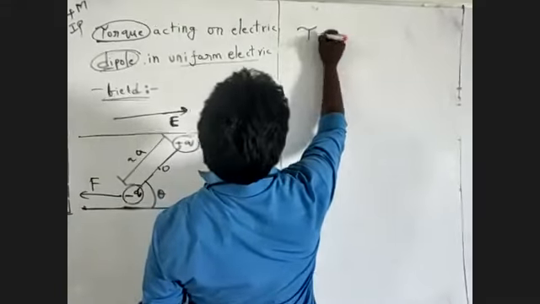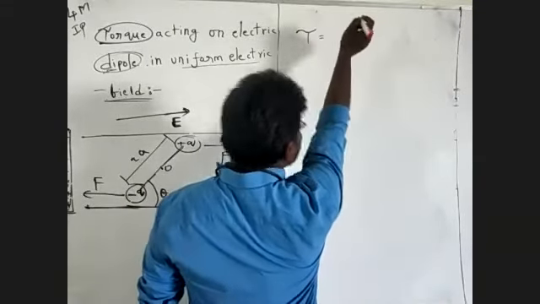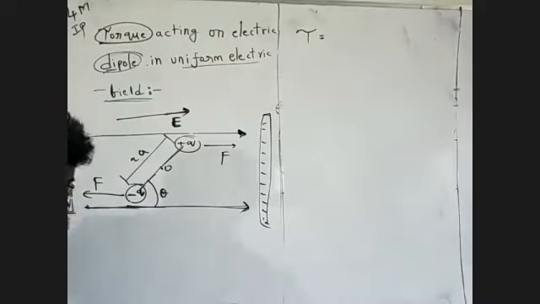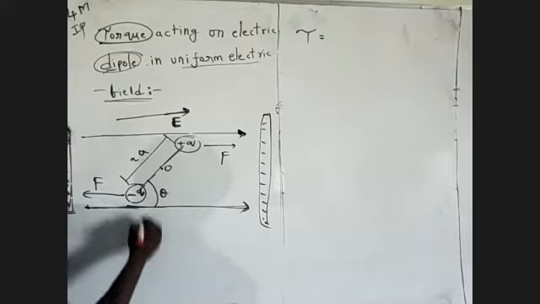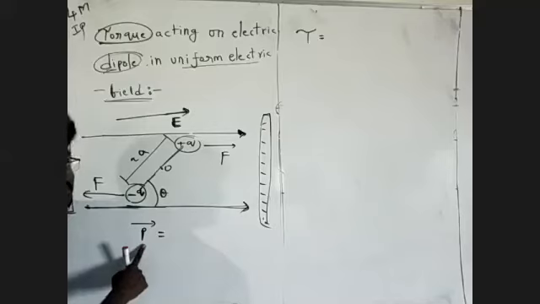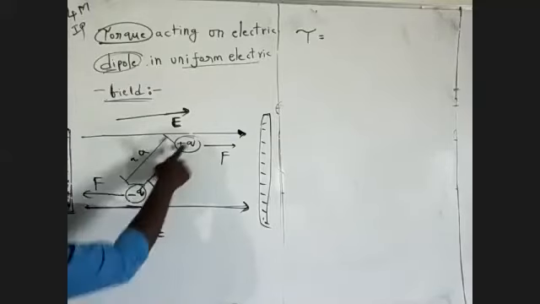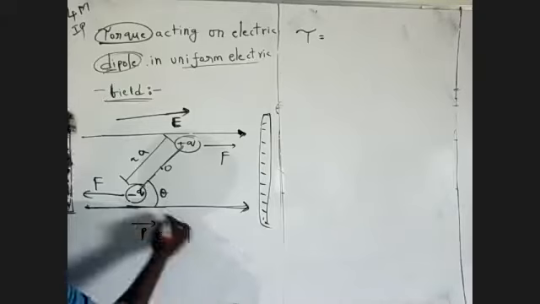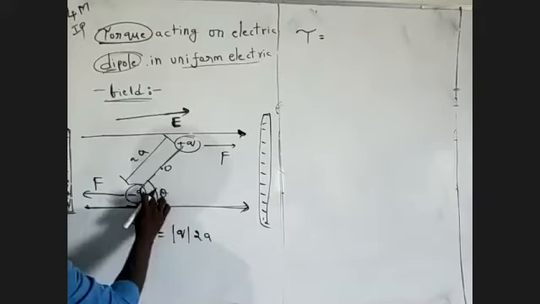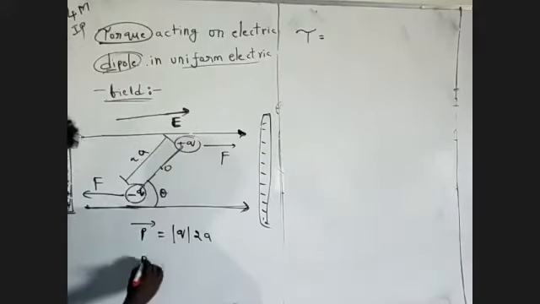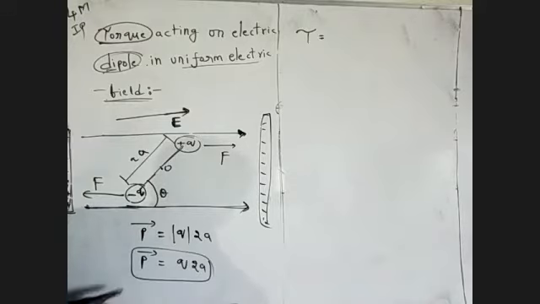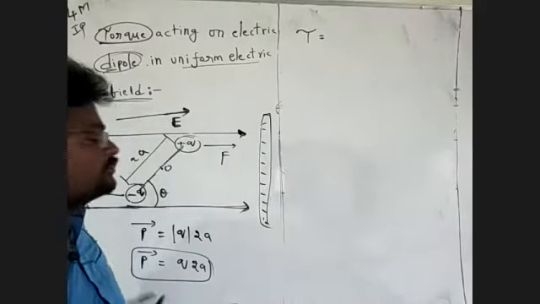First, the dipole moment. P bar means dipole moment. Dipole moment means the magnitude of any charge times the distance between the two charges. The dipole moment is equal to Q into 2A. This is a vector quantity. This is the dipole moment.